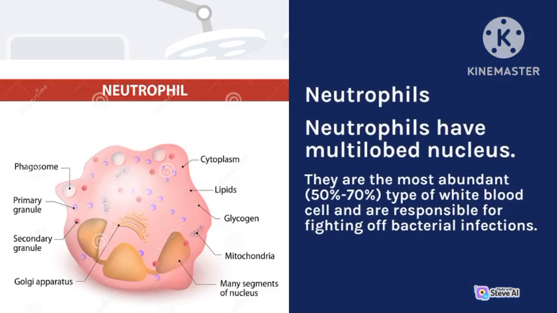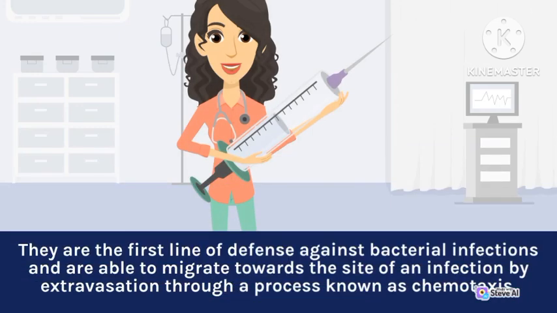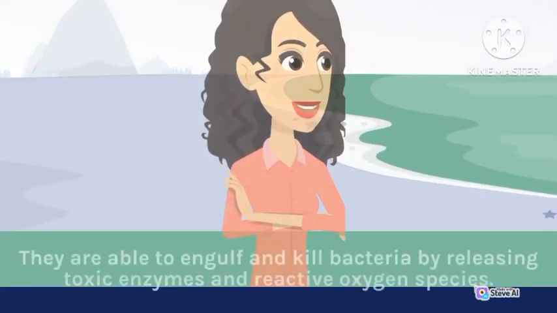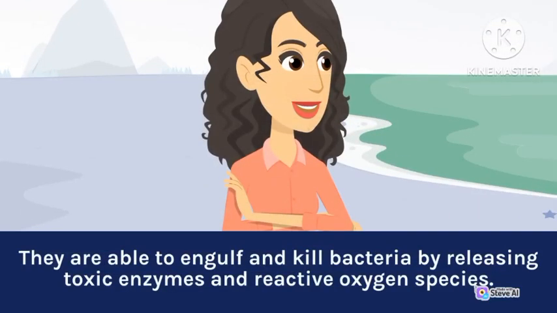Neutrophils. Neutrophils have a multi-lobed nucleus. They are the most abundant type of white blood cell, 50% to 70%, and are responsible for fighting off bacterial infections. They are the first line of defense against bacterial infections and are able to migrate towards the site of an infection by extravasation through a process known as chemotaxis. They are able to engulf and kill bacteria by releasing toxic enzymes and reactive oxygen species.